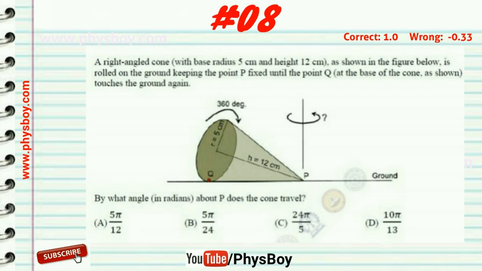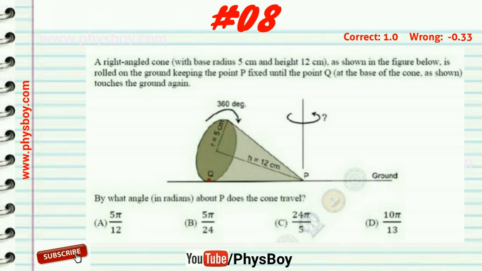Question number 8. A right angled cone with base radius 5 cm and height 12 cm, as shown in the figure below, is rolled on the ground, keeping the point P fixed until the point Q at the base of the cone, as shown, touches the ground again. By what angle in radians about P does the cone travel?